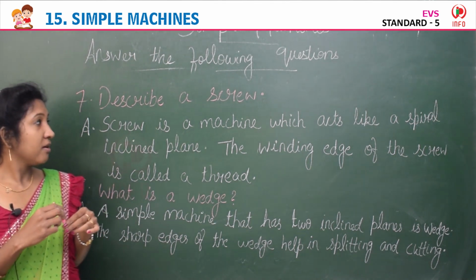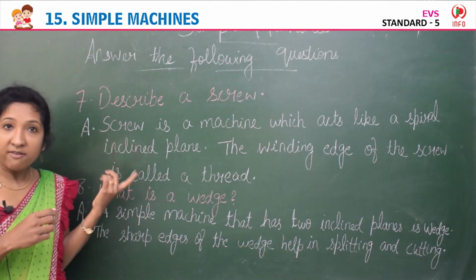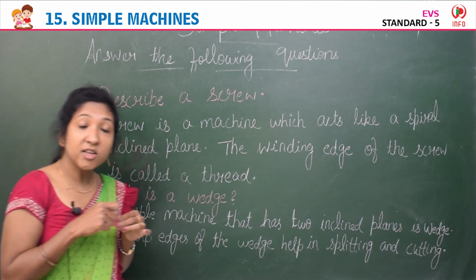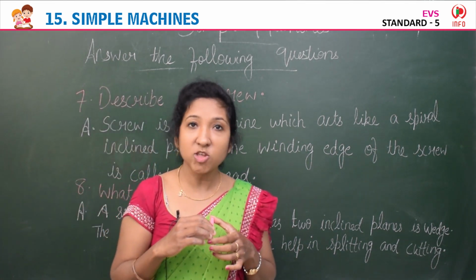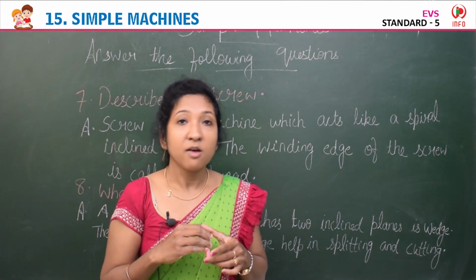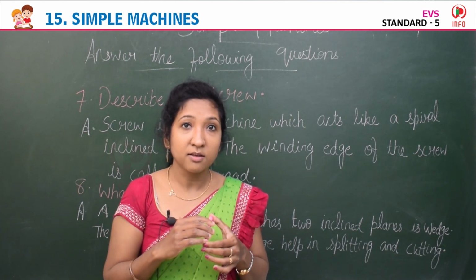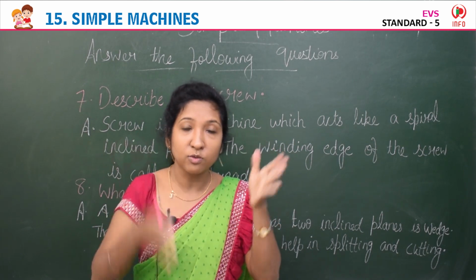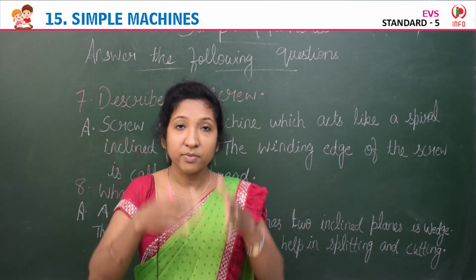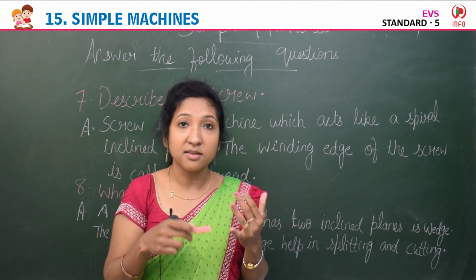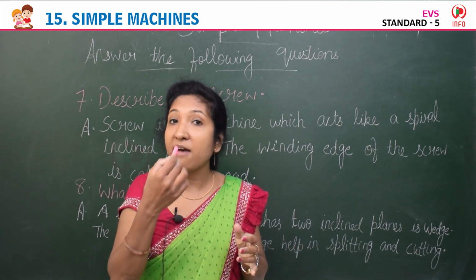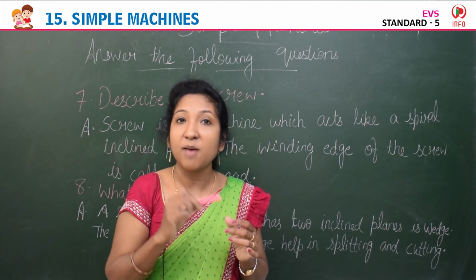Okay. Now, our next question is, what is a wedge? Is it a simple machine? Yes. What is the specialty of a wedge compared to other simple machines? It has two inclined surfaces. Yes or no? Two inclined planes. For example, we have seen an axe, knife, nails, safety pins. I even told you our teeth are also an example of a wedge.